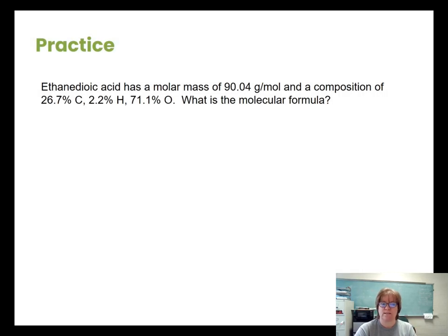I'll go over one of these in class, but here's an example. Ethanedioic acid has a molar mass of 90.04 grams per mole. So you would have to be supplied with the molar mass, or else you can't do this problem. And a composition of, I have some percents for carbon, hydrogen, and oxygen. What is the molecular formula? So we would first start by getting an empirical formula and find out the mass of the empirical formula. I would take the molar mass, divide it by the empirical mass, determine how many units I have of this, and then I would scale up my empirical formula to get the molecular formula. We'll practice that one in class. It's a little bit trickier.